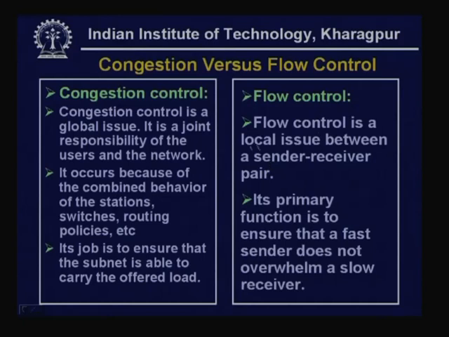For example, there is a server which can send at the rate of 10 gigabits per second. On the other hand, a destination node which is a desktop can receive only at 1 gigabit per second. So in this case it will get overwhelmed. Although there is no heavy traffic in the network, a source node with heavy load can overwhelm a receiver. So in such a situation, flow control is performed. So we have discussed the differences between congestion control and flow control.